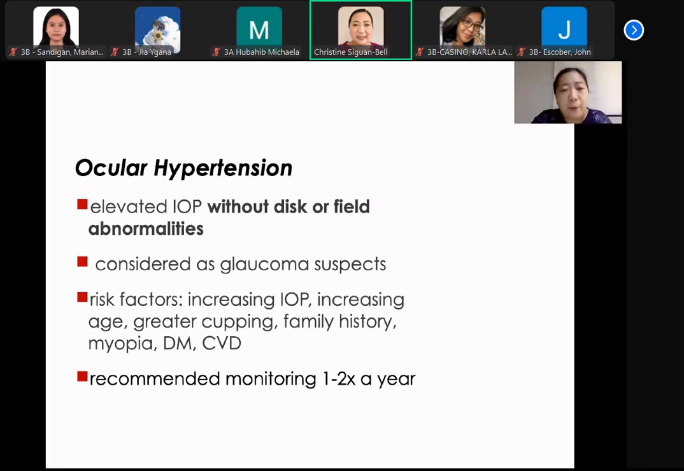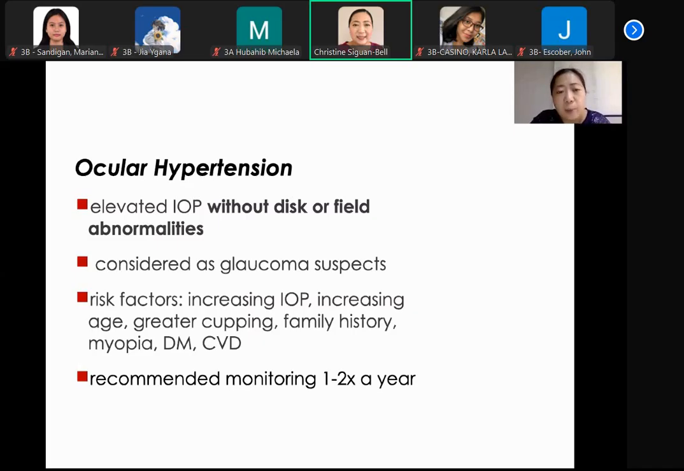Ocular hypertension is when there is an increased intraocular pressure with normal optic nerve findings and normal visual field findings. This is also known as glaucoma suspect. So anything that might warrant an investigation for a possible glaucoma is labeled as glaucoma suspect. It can also be an increased cup-to-disc ratio in your optic nerve head without an increase in the ocular pressure. It's also labeled as a glaucoma suspect.